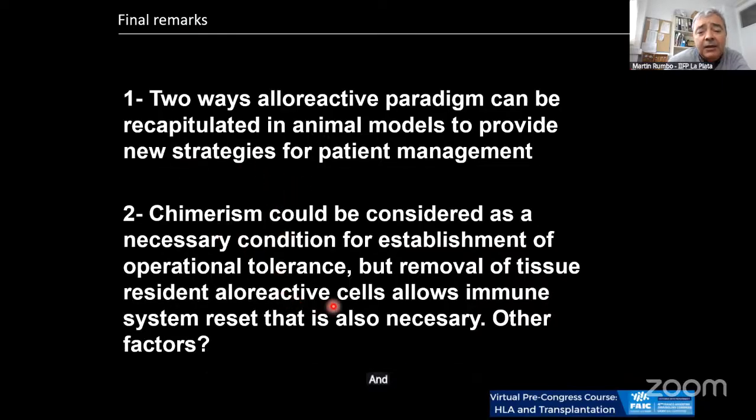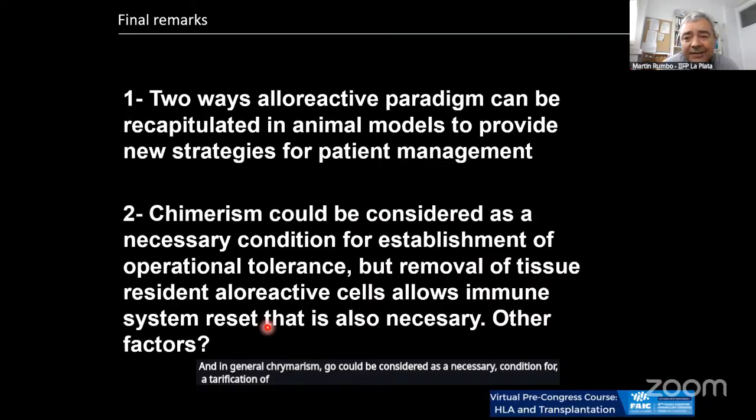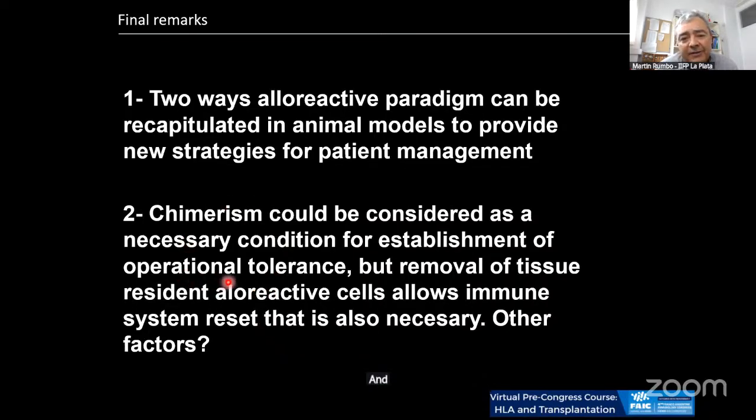And in general, chimerism could be considered as a necessary condition for establishment of operational tolerance, and this has been shown also in other settings. But the removal of tissue-resident alloreactive cells, such as resetting the immune system, can also be necessary. So it is still an open research field, but very interesting findings are arising in considering this two-way alloreactive paradigm.